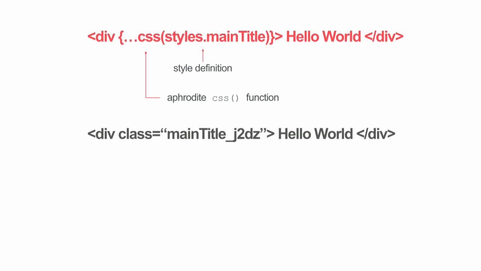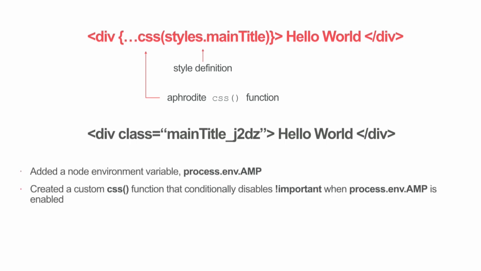And this is what it looks like at the end after it's been generated into actual markup. So what we did is we added a Node.js environment variable and conditionally rendered !important or didn't render !important depending on whether or not we were rendering an AMP page. What this also means is that now we have two bundles. One bundle is for AMP, and one bundle is for the canonical page.